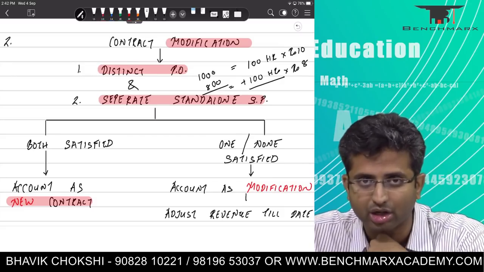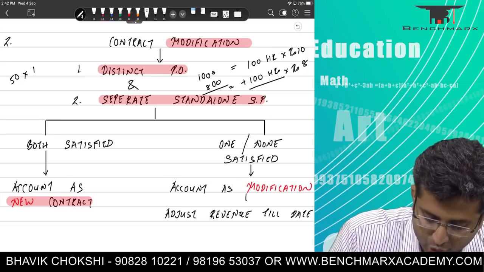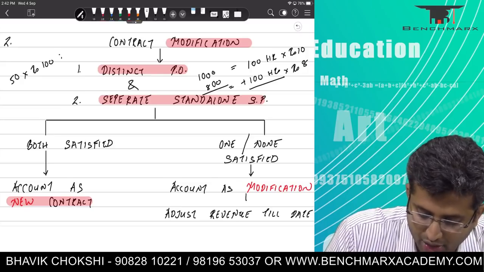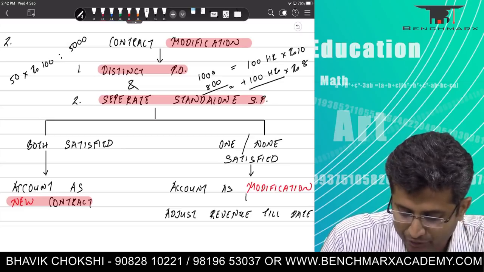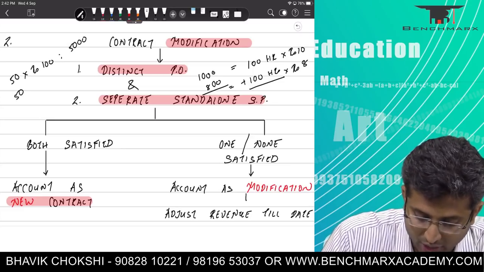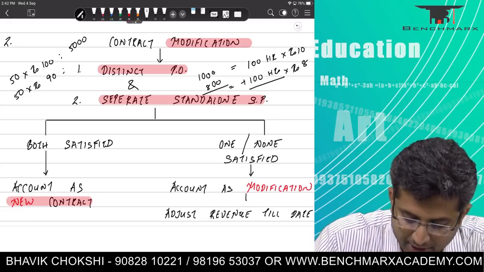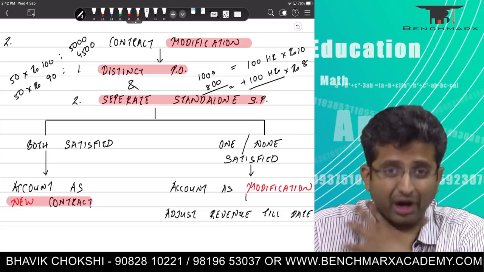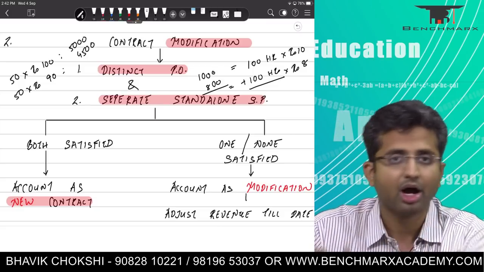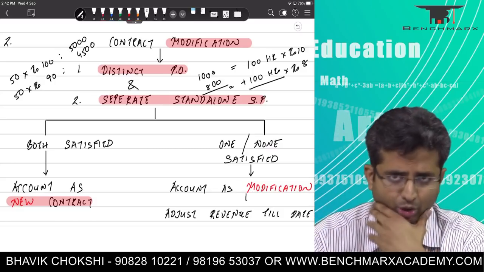If you have already recorded revenue, let's say for 50 hours, you would have recorded 50 into rupees 100, that is, let us say 5000 rupees. In which case, ideally the revised revenue should be 50 into rupees 90. If it is a contract modification, it should be 4500, and hence there will be an adjustment of 500 to be done, provided either there is no separate standalone selling price or the 2 services are not distinct.